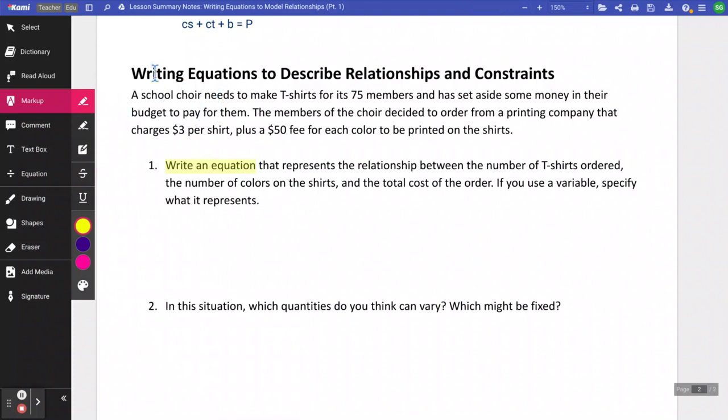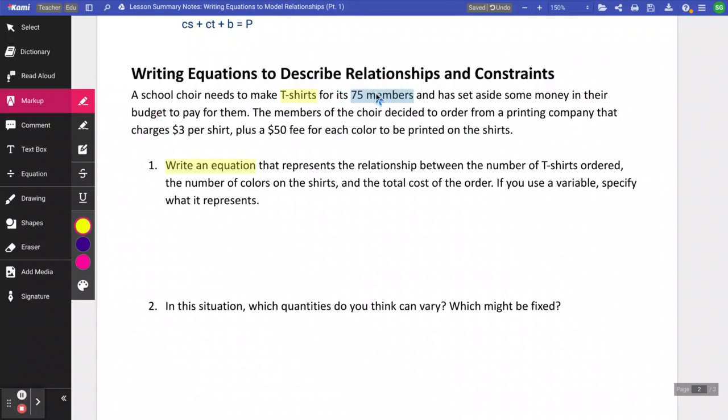So our first sentence is telling us a school choir needs to make t-shirts for its 75 members and has set aside some money in the budget to pay for them. So I know there's 75 members and they need t-shirts for the 75 members. So they're going to need 75 t-shirts for the choir. Okay. The next sentence says the members of the choir decided to order from a printing company that charges $3 per shirt plus a $50 fee for each color to be printed on the shirts.